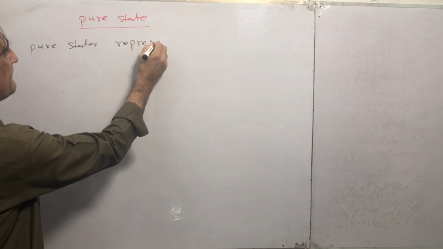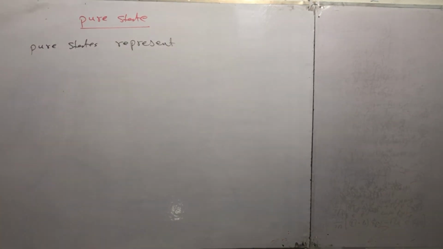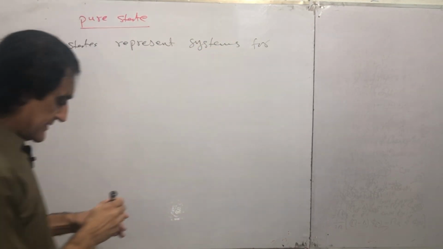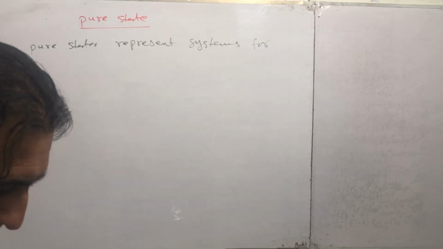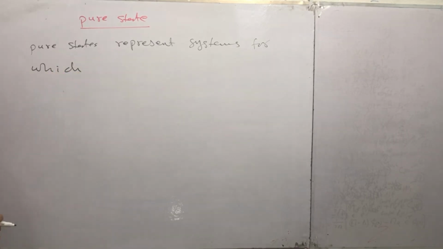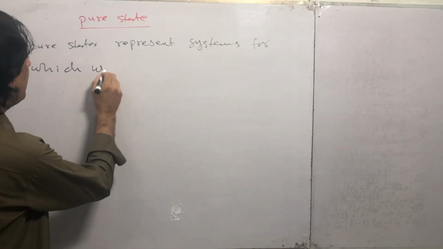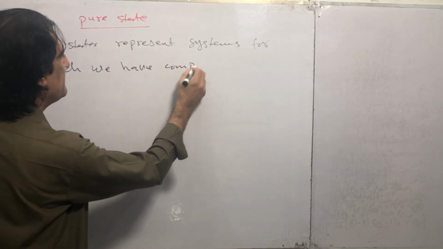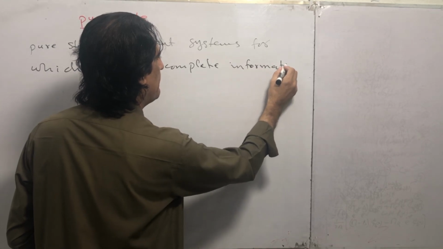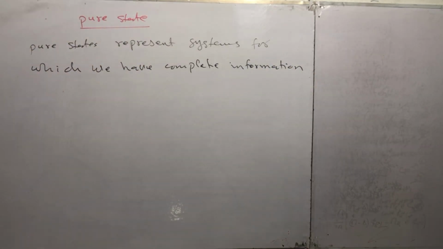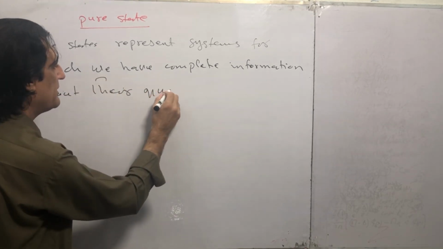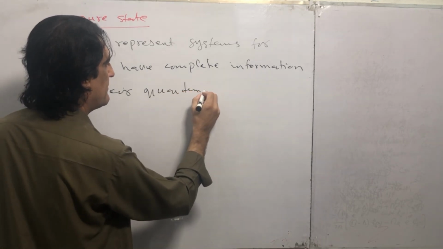Pure state represents systems for which we have complete information about their quantum state.